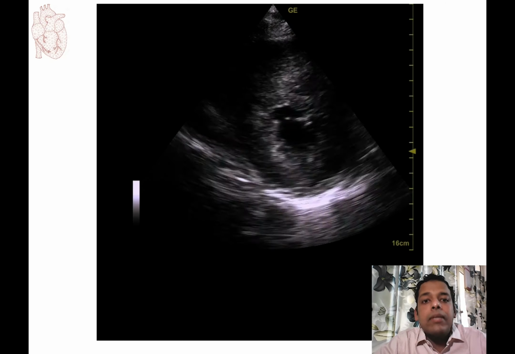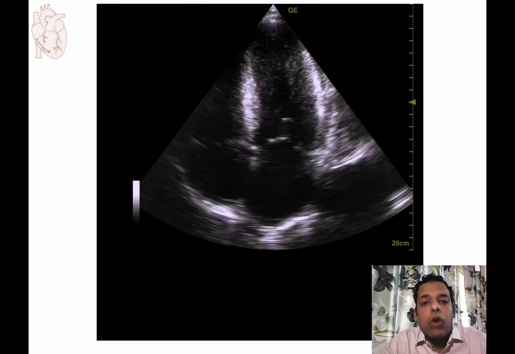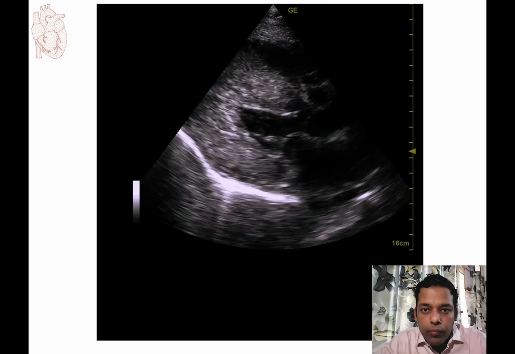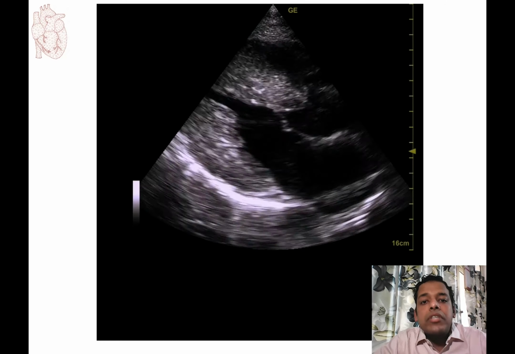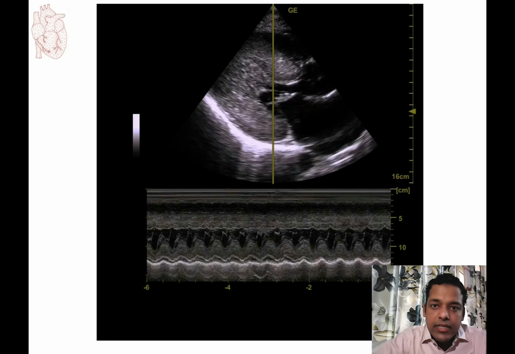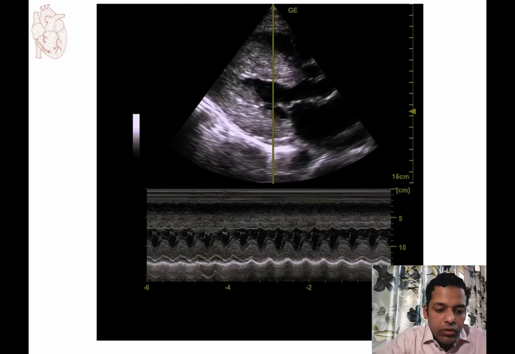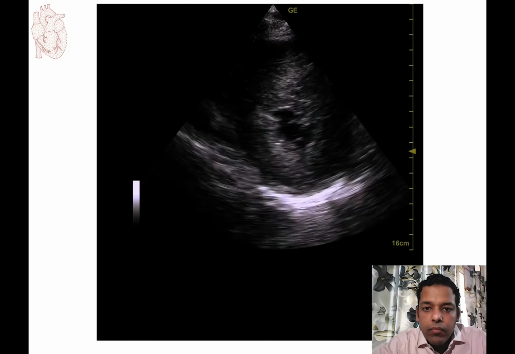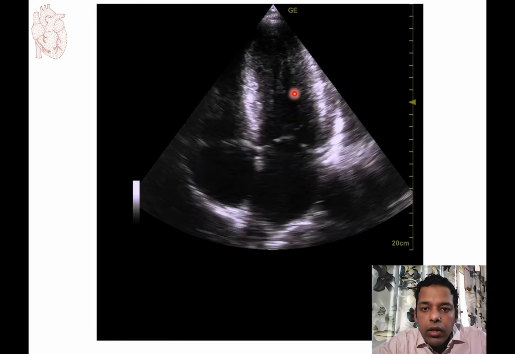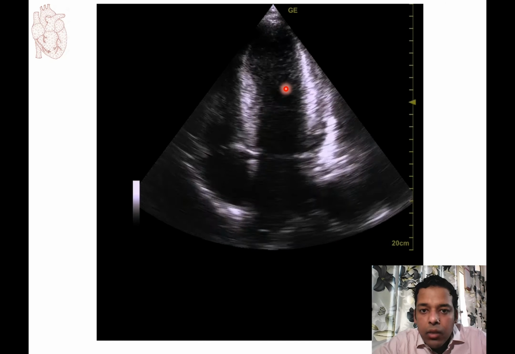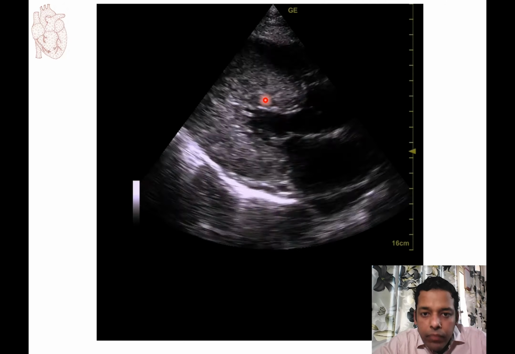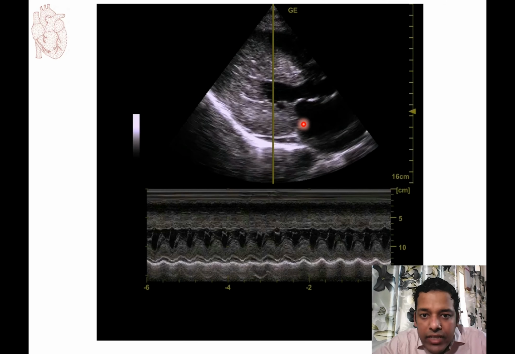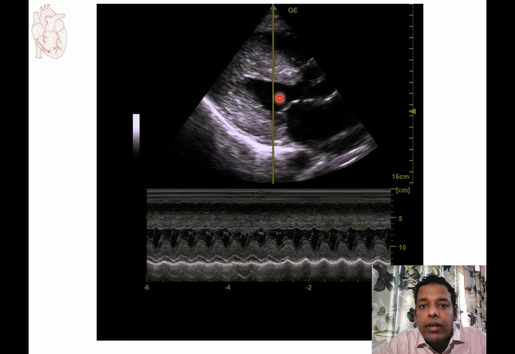This should be done using multiple views like the parasternal long axis view, the parasternal short axis view, and the apical four-chamber view. This echo shows increased left ventricular wall thicknesses in all the views. Here we see the thickness in the walls. And we also see that the cavity size is significantly reduced.